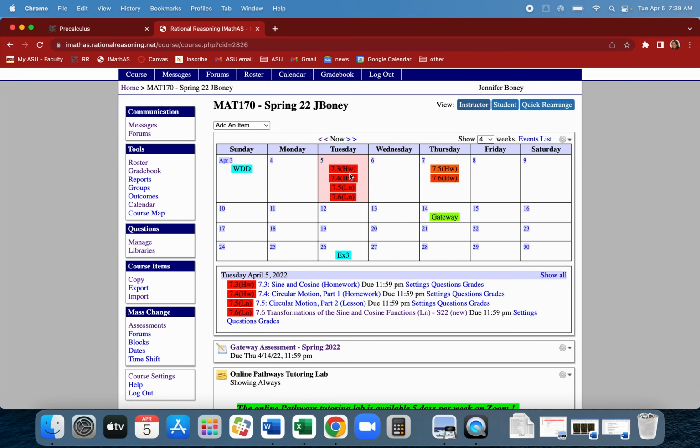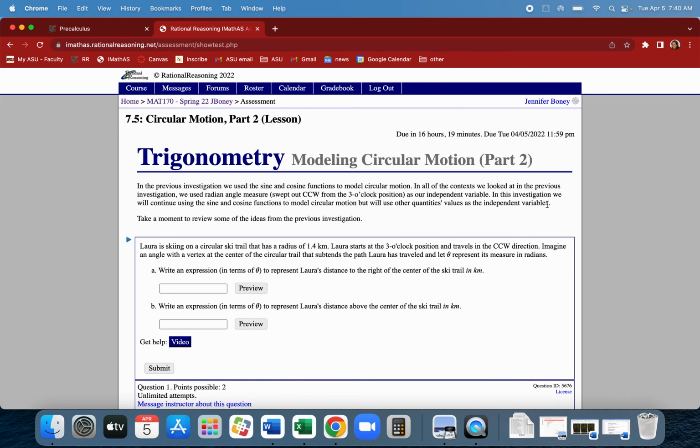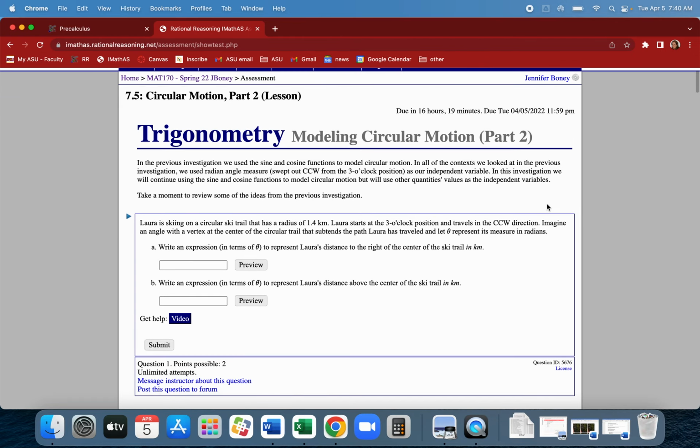7.5, rather. 7.3 and 7.4 were things we talked about last week, but 7.5, this circular motion part 2 lesson. So part 1 is all about the stuff that we talked about last week, just strictly angles in standard position, etc. But let's open this up and talk about modeling circular motion.